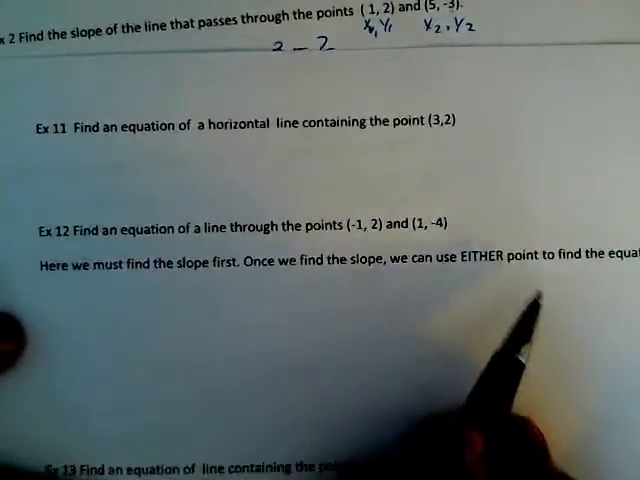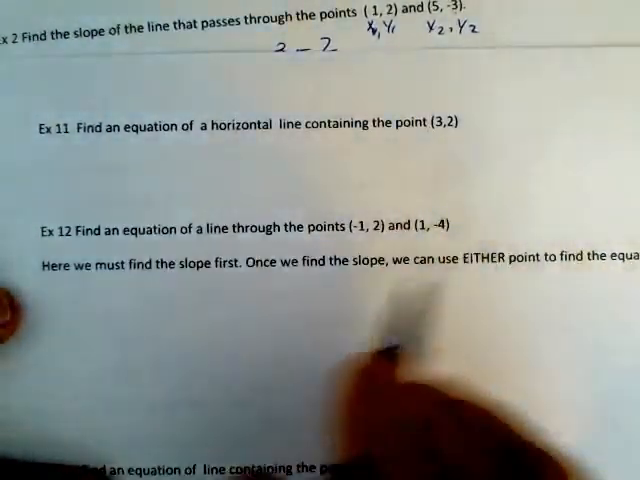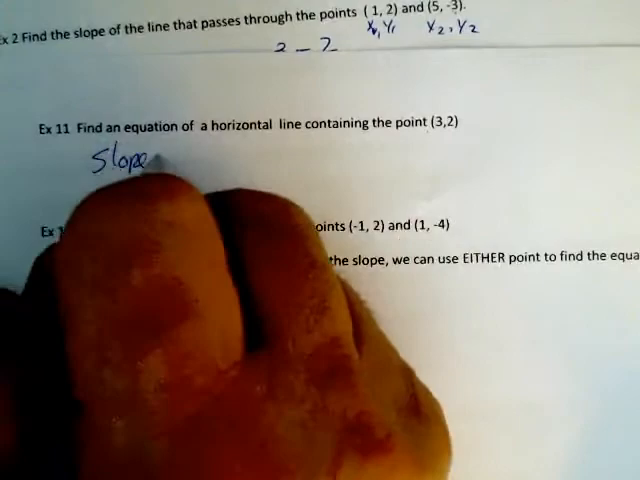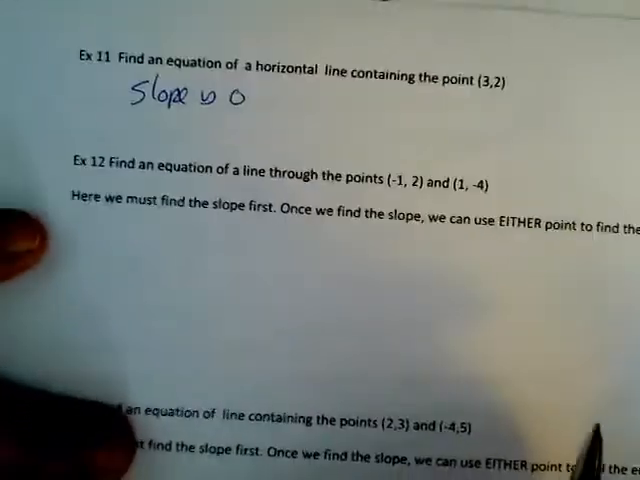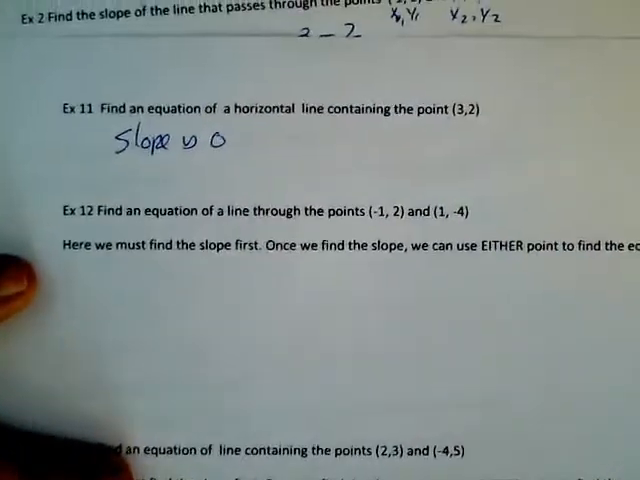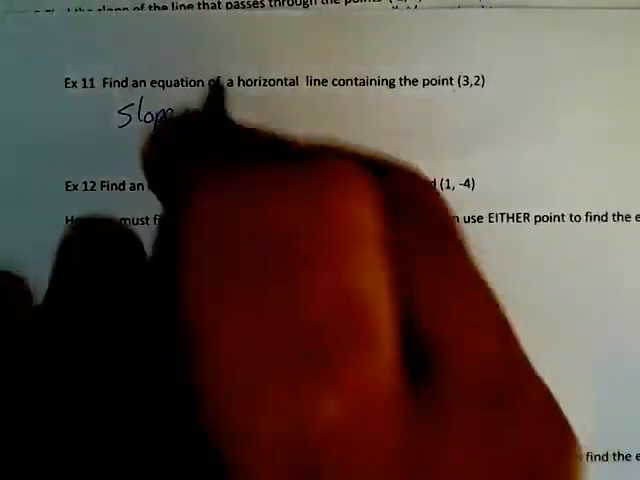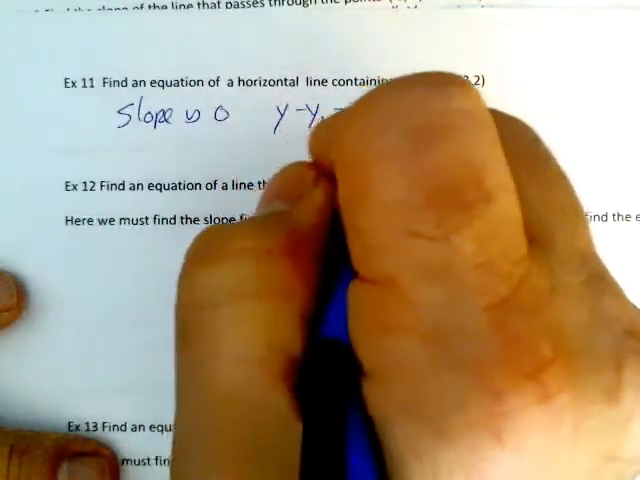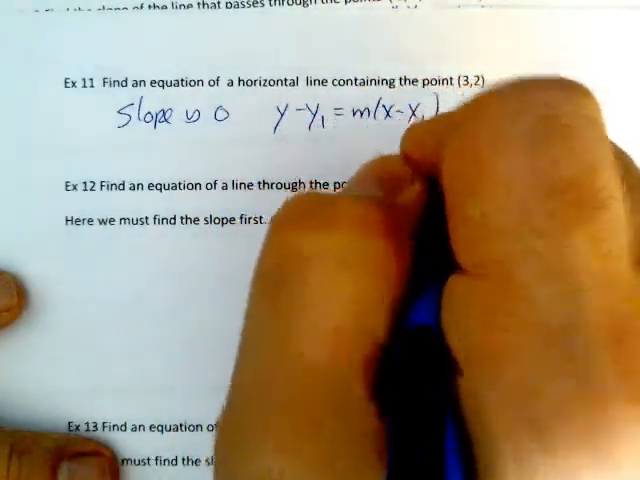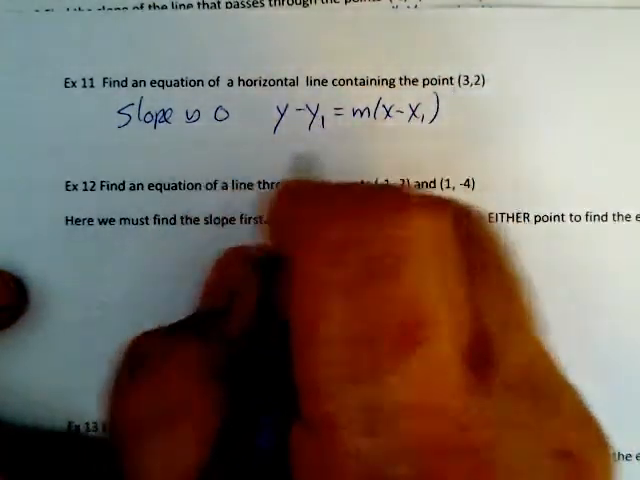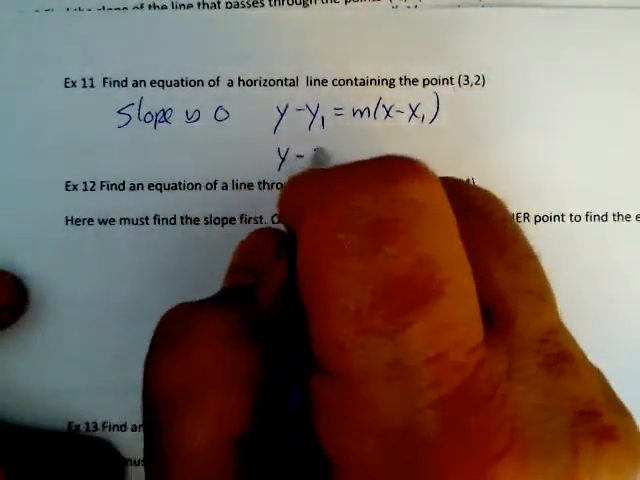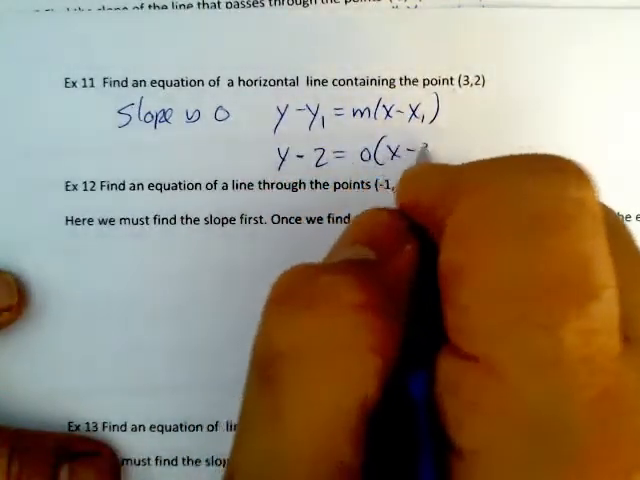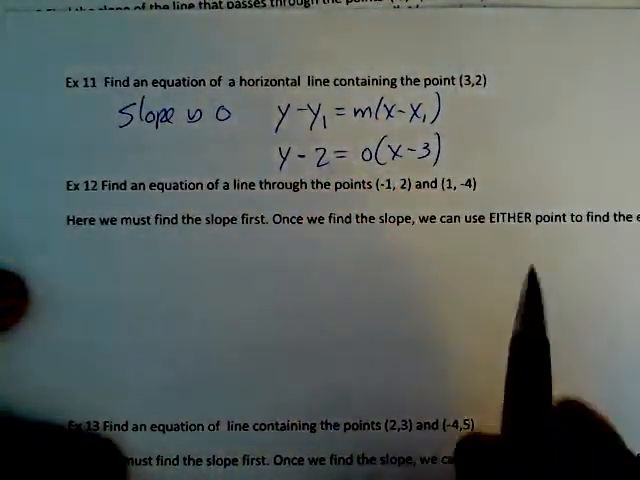Okay, now the next example, we want the equation of a horizontal line containing the point (3, 2). Well, remember, horizontal line, your slope is 0. So I can still use my point slope formula, but you'll notice something happening after we substitute. Y minus 2 is 0 times x minus 3.